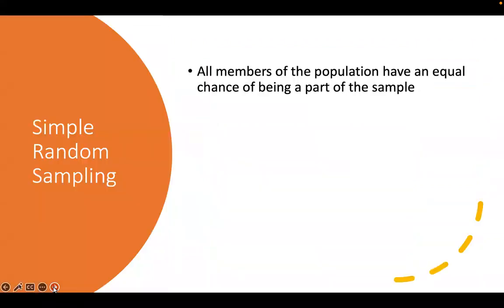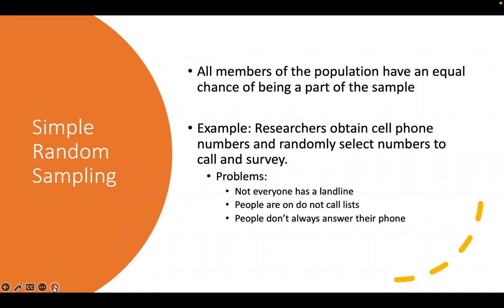Simple random sampling is exactly what it sounds like, where all members of the population have an equal chance of being a part of the sample. So whether we're talking about an individual, or everybody having a phone number, everybody has an equal shot. For an example, a researcher obtains cell phone numbers and randomly selects numbers to call and survey. With the random selecting, a lot of times they'll use a number generator. So everyone will have a number assigned to them and they use a random number generator to decide which numbers they're actually going to call.